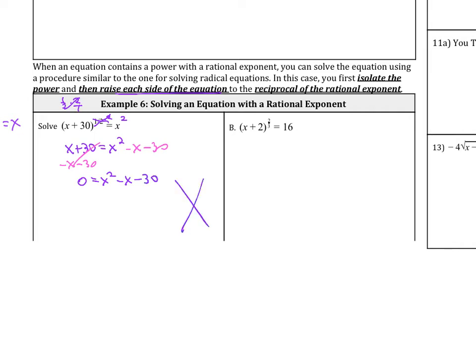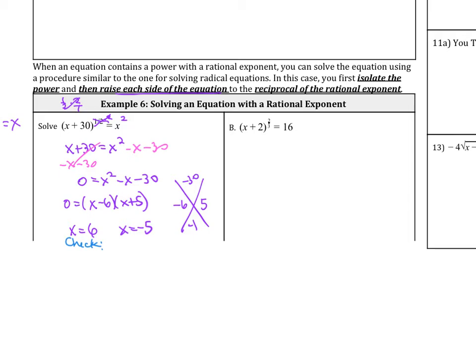And so we want to see if it's factorable. Is there anything that multiplies to -30 and adds to -1? That is -6 times a positive 5. -6 times 5 is -30. -6 plus 5 is -1. So this factors to x minus 6 and x plus 5. Using the zero product property, we know that x equals 6 and x equals -5. So now we need to check.